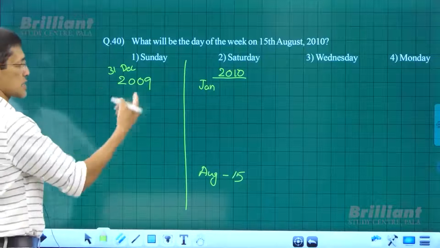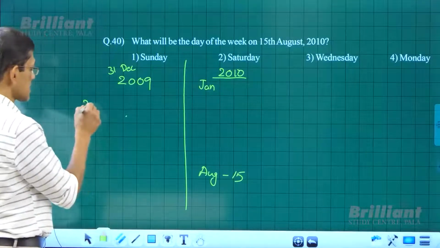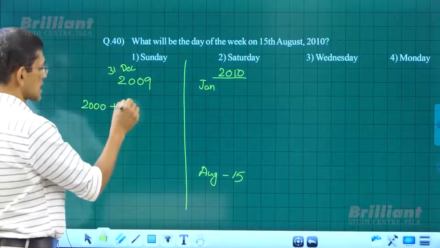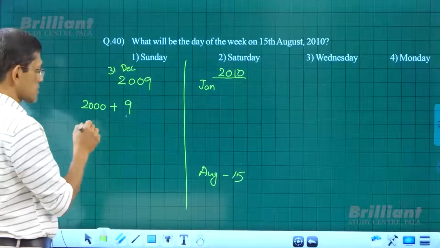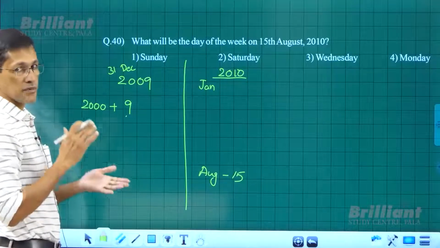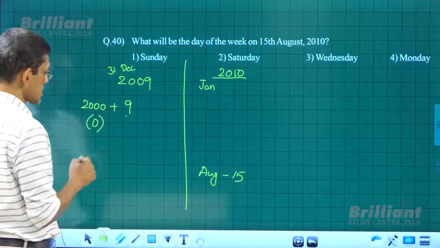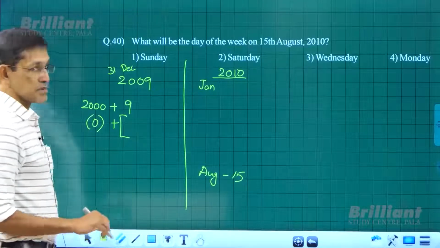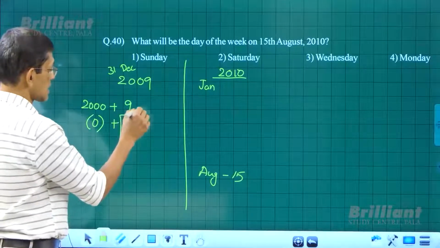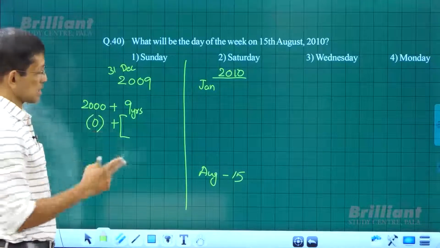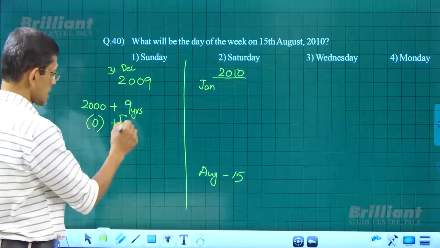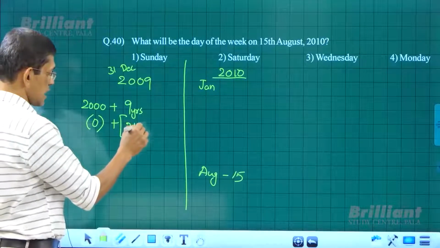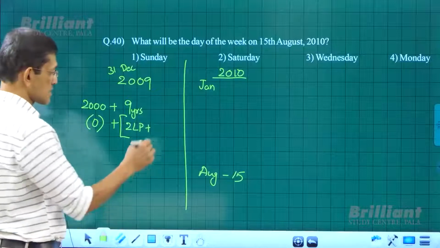So in 2000 years, how many odd days do we have? We split it as the largest multiple of 400 plus the balance, how many years? 9 years. In 2000 years, 2000 means it's 400 five times, so it's 0 plus 0 plus 0, five times, right? So that is 0 odd days. And 9 years, how do you find the number of odd days in 9 years? If it's 9 days, 9 by 7, you get 2. But this is 9 years. So in that case, you have to take how many leap years and how many non-leap years are in 9 years. So we have 2 leap years and the balance non-leap years.